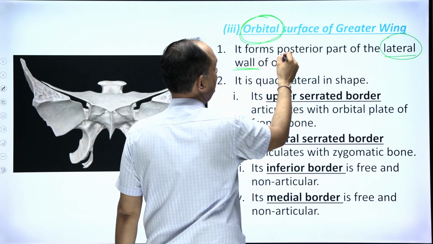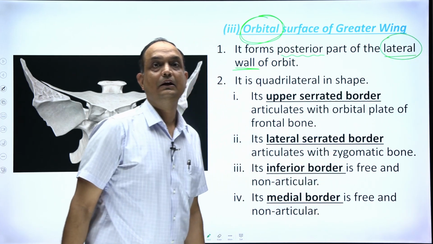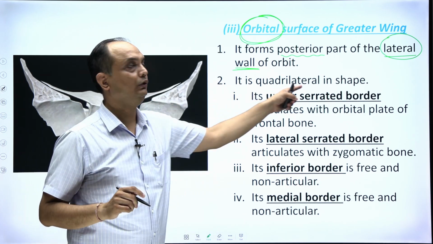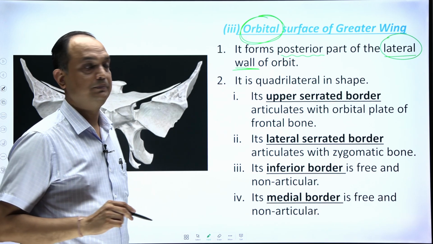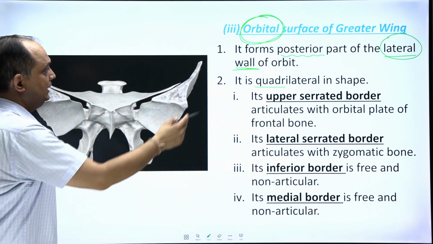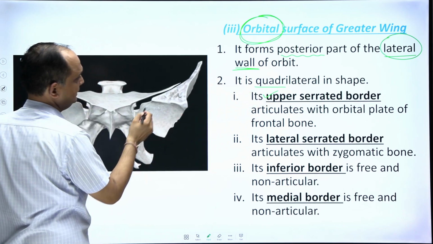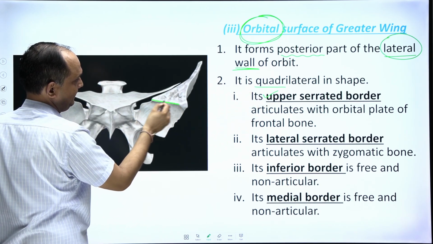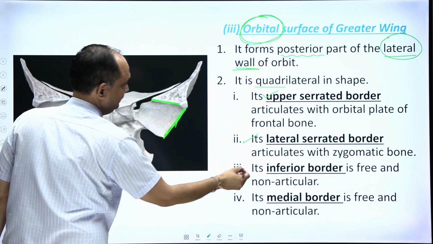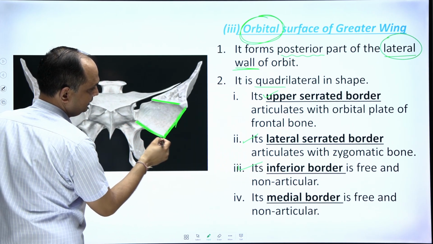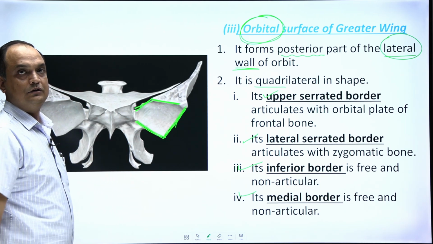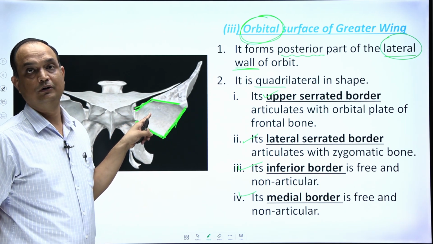Now where in the lateral wall? You will find them posteriorly in the lateral wall. Clear? Now this is quadrangular, or quadrilateral, in shape. So when you are talking about a quadrangular plate, you will have four borders. Here is the upper border. Then you will have the lateral border, then the inferior border, and the medial border. Clear? So how many borders? There are four borders of this plate.